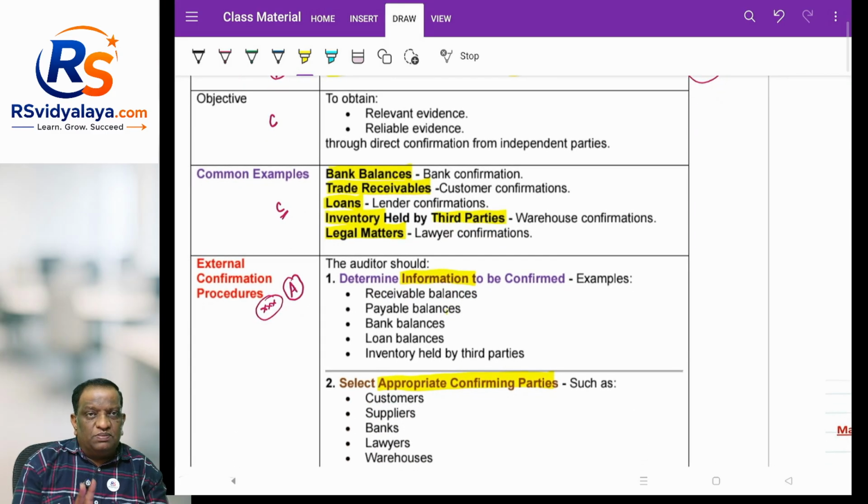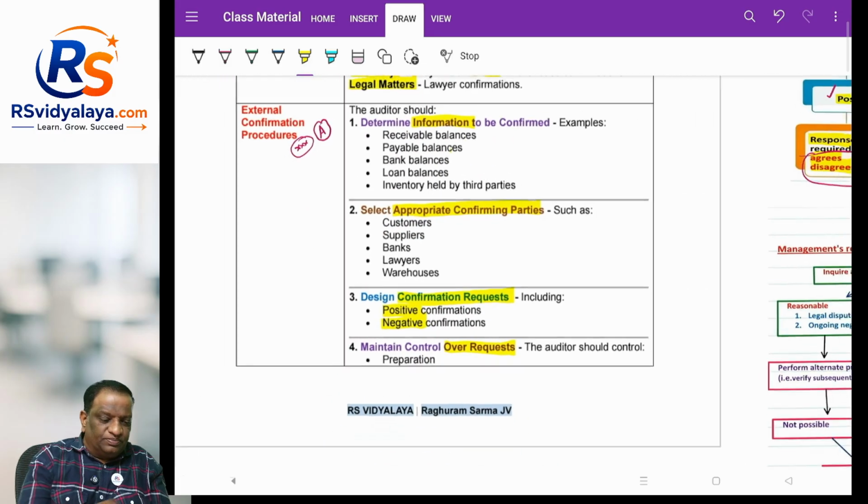Then what are the 2 types of confirmation? Positive confirmation and negative confirmation. When do you identify that it is a positive confirmation? That is, if the response is expected whether the third party agrees or disagrees, then we call that a positive confirmation. But if you expect the response only when the party disagrees, that is what we call a negative confirmation.